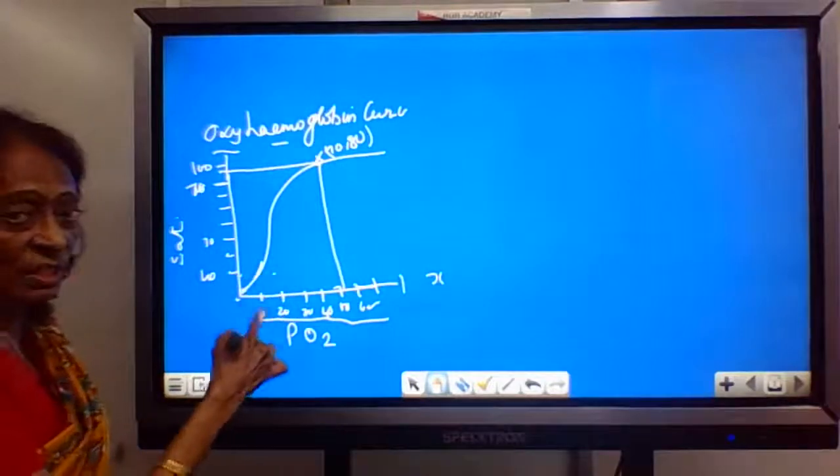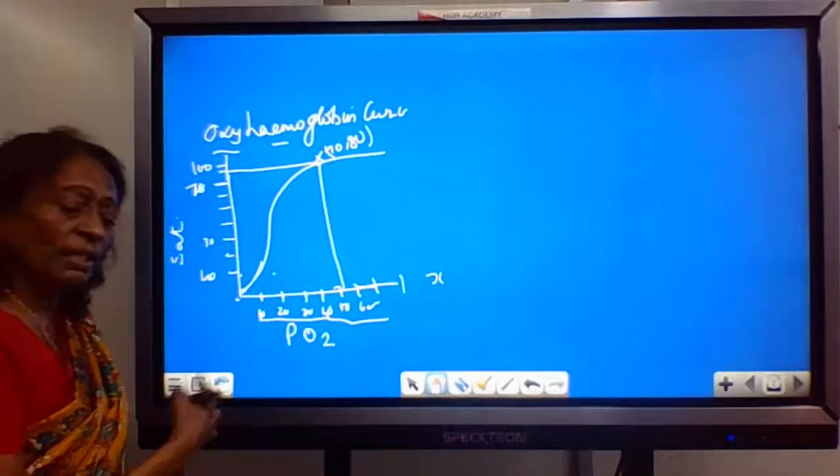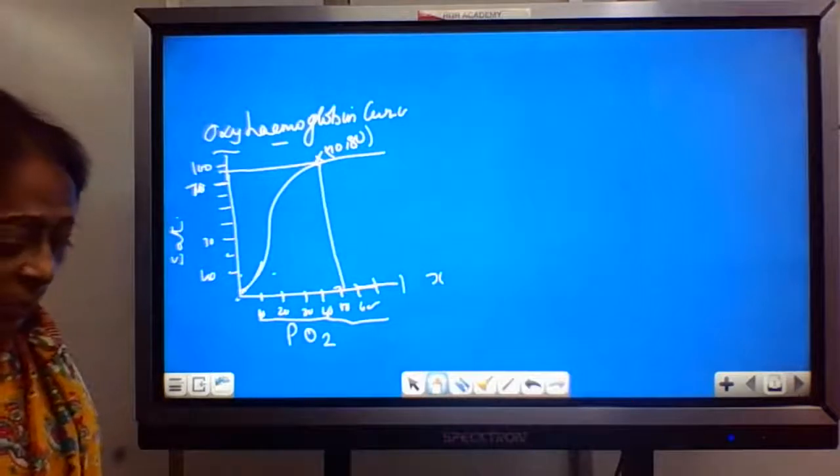There is a shift; this is called Bohr's effect. You should know this, and then we will cover other respiratory regulation.